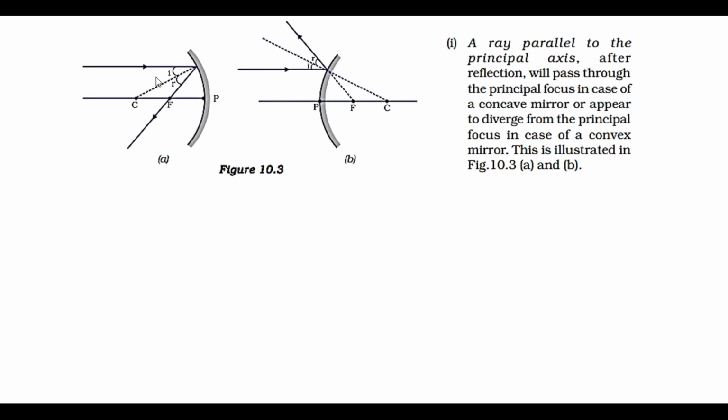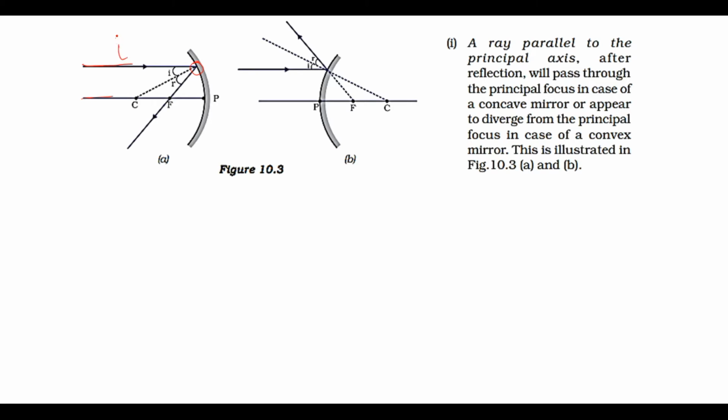First rule, it is nothing but if you are considering a ray which is parallel to the principal axis. Can you see here? It is parallel to the principal axis. This is your principal axis and these two lines are parallel to each other. Can you see here? Yes. So parallel to principal axis means then after reflection it will pass through the focus.